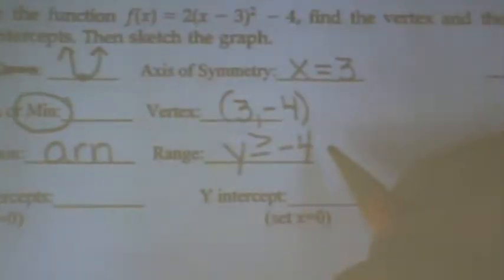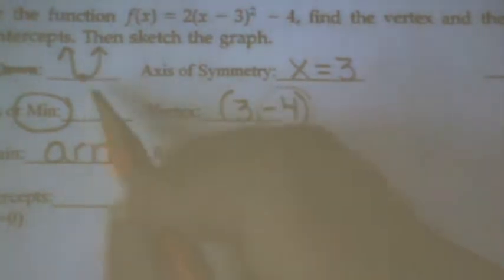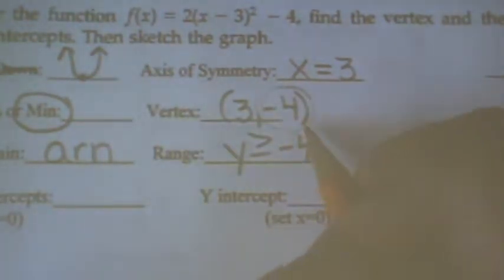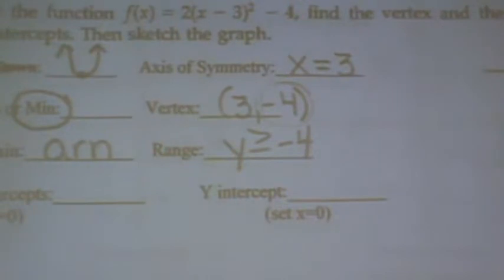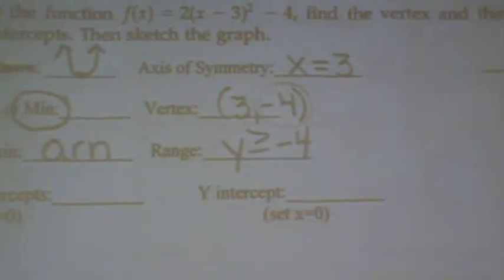Did everybody understand that? Your y value depends on this vertex. If it's going up, it's going to be greater than or equal to. But if it were going down, you would say y is less than or equal to negative 4, if it were an upside down parabola.